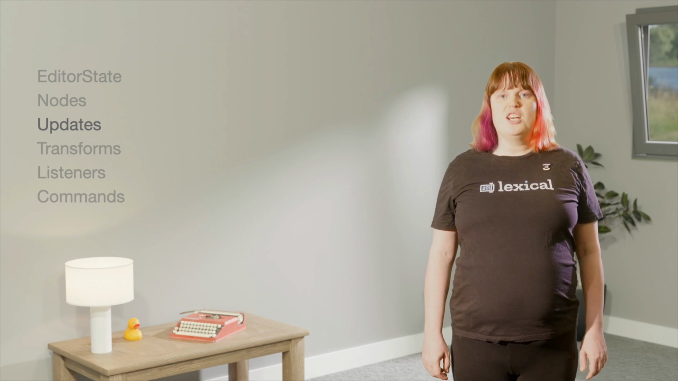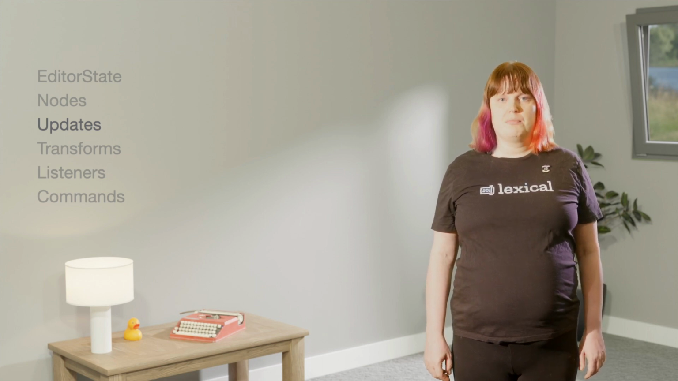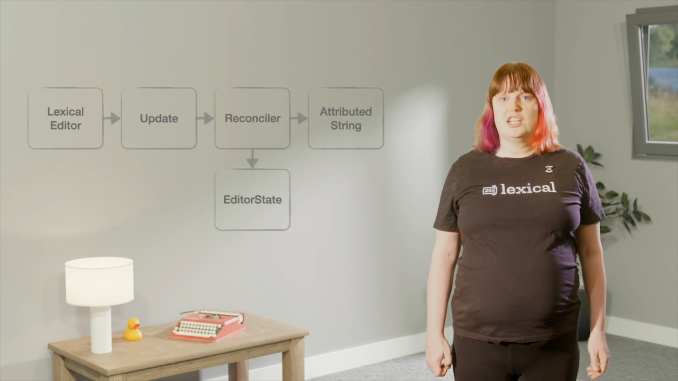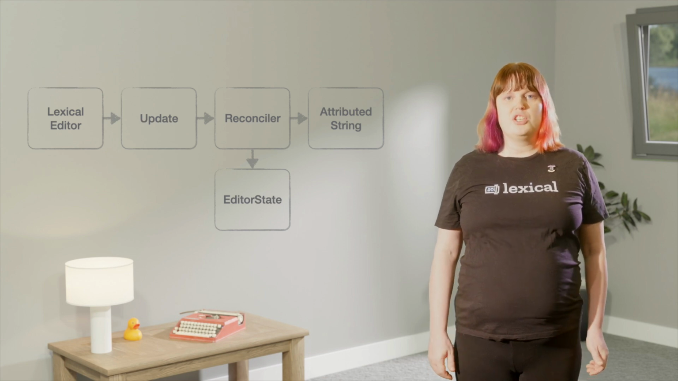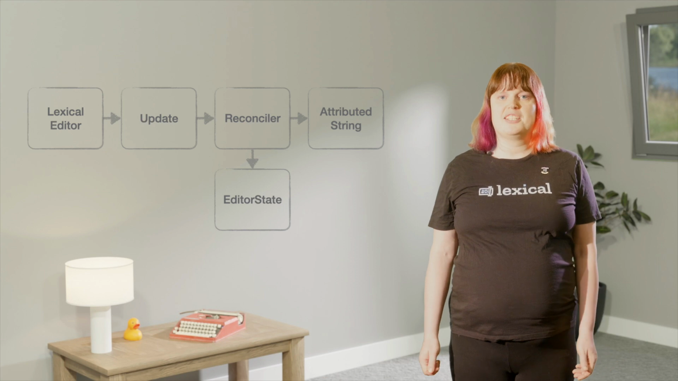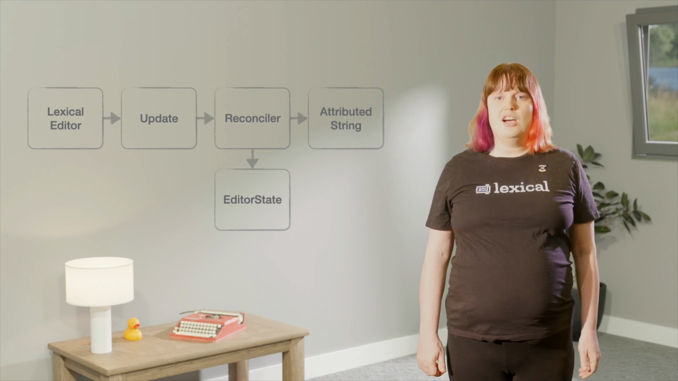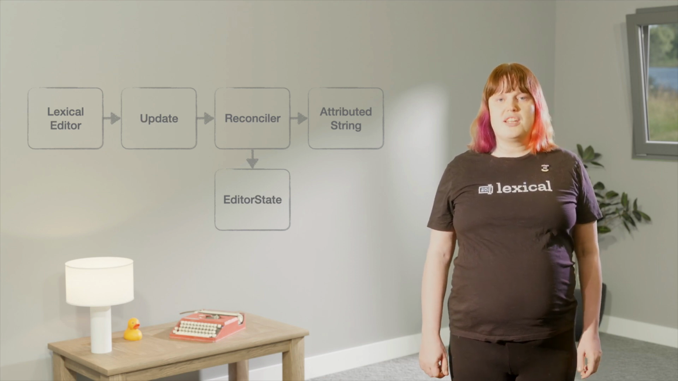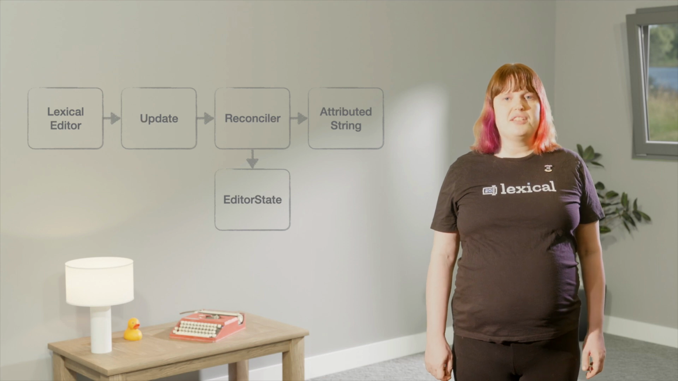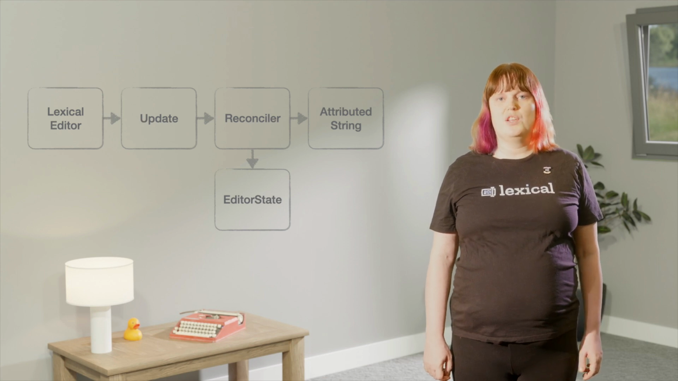Updates are how Lexical tracks changes to its editor state, and then updates the TextKit view to match. As I said before, you're only allowed to make changes to the editor state from inside an update closure. Lexical tracks the changes you're making in a separate copy of the editor state. Then, when the update block is finished, Lexical runs a thing called the reconciler, which works out the diff between the old and new editor states, and then applies the same changes to the UITextView's backing text storage.